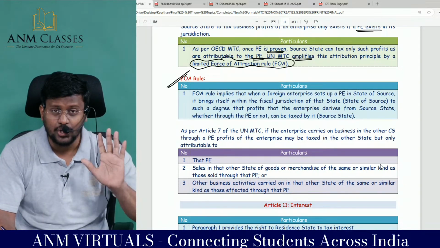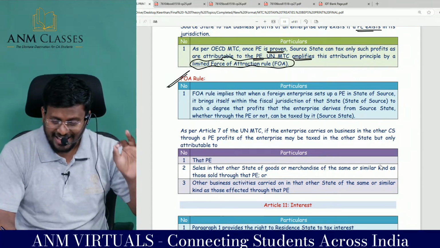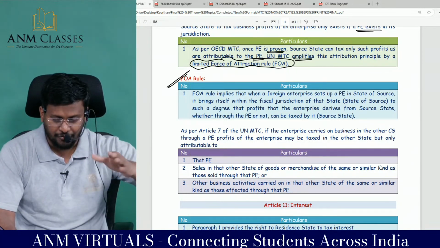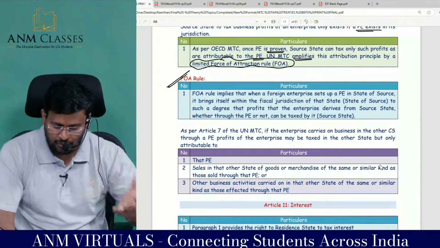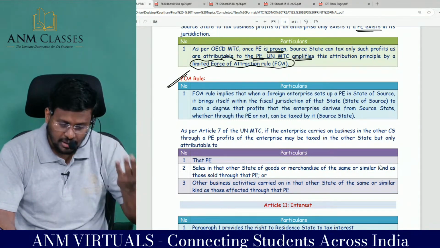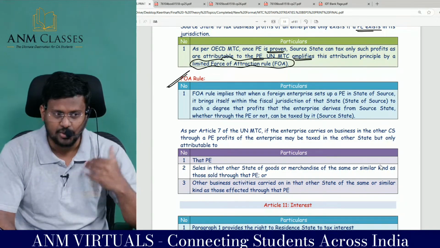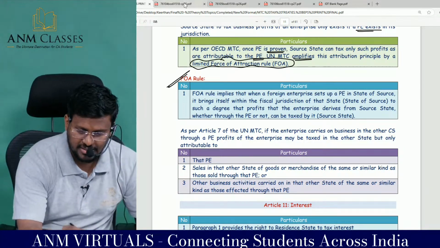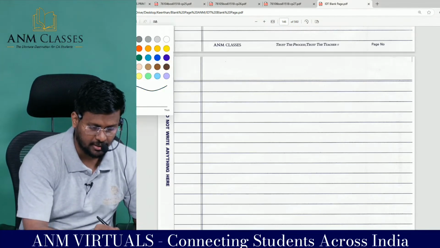Force of attraction rule implies that when a foreign enterprise sets up a PE in a state of source, it brings itself within the fiscal jurisdiction of that state of source, to such a degree that profit that an enterprise derives from such source state, whether through the PE or not, can be taxed by the source state. Nothing understood, sir. I will give you a simple example to make you understand. Very simple example, my dear lovable students.